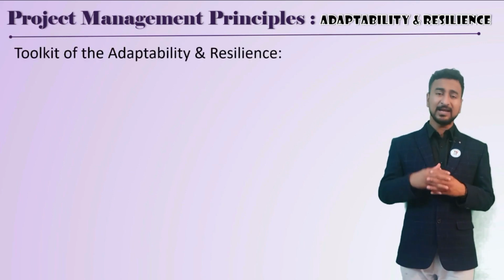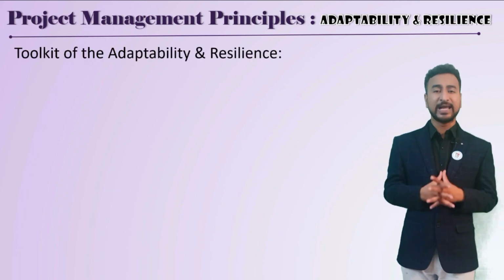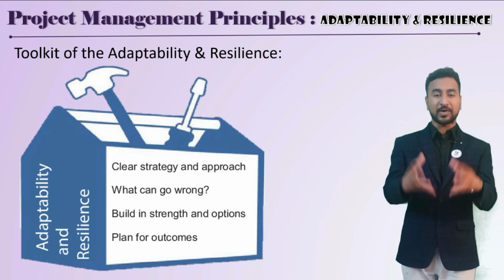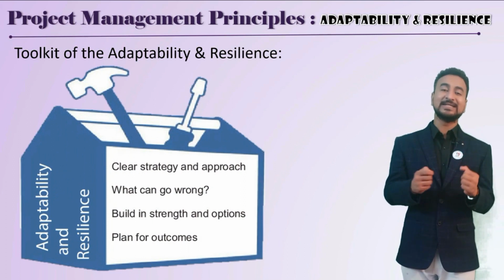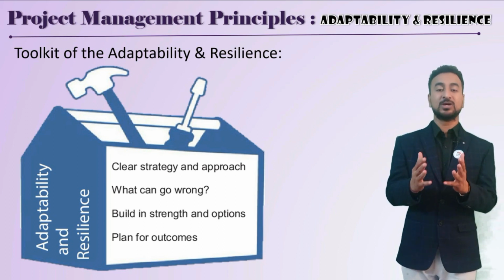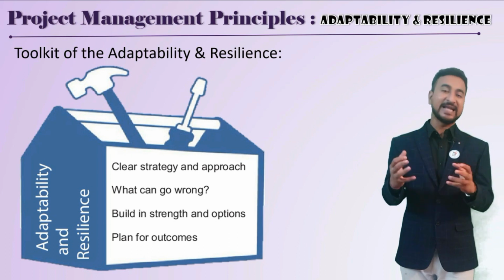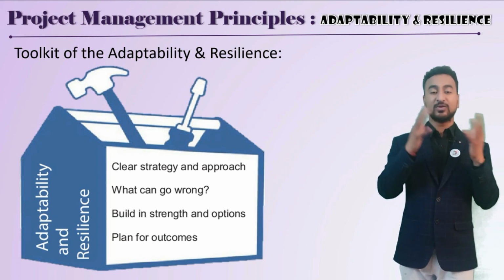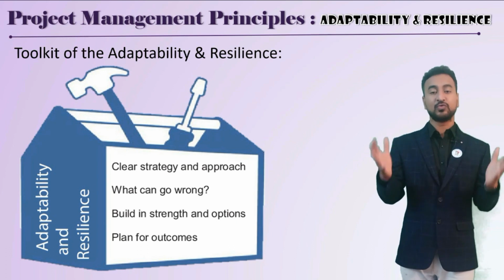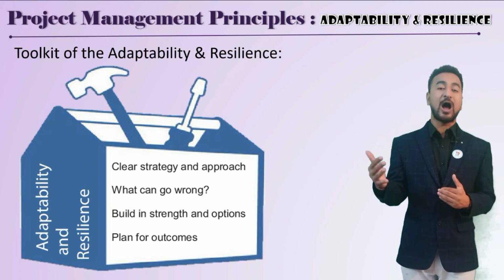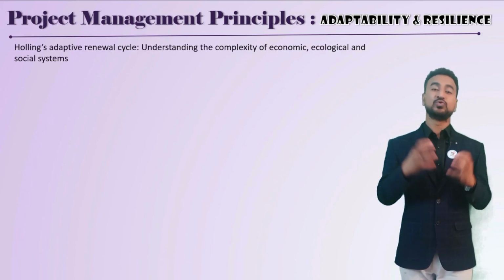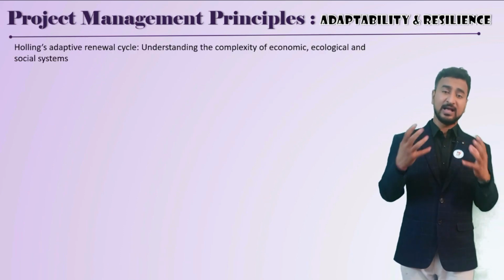Now let's understand the toolkit for adaptability and resilience. To make your organization adaptable and resilient, what is required? That you have a clear strategy and approach. Ask what can go wrong, make predictions with all assumptions, build in strength and the options you have available, and plan for outcomes rather than output. This is the toolkit that helps you achieve those characteristics.